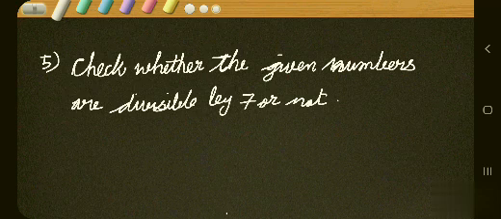Do you remember? Have you learned? Okay, so let's note down the rule. Last digit into 2. The product has to be subtracted from the rest of the digits. If the given answer is either 0 or divisible by 7, we can say that the given number is also divisible by 7. Okay.